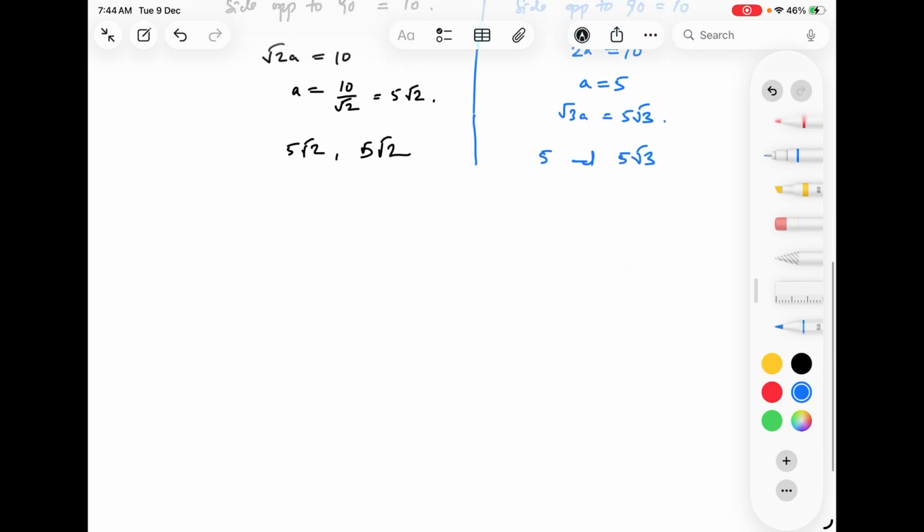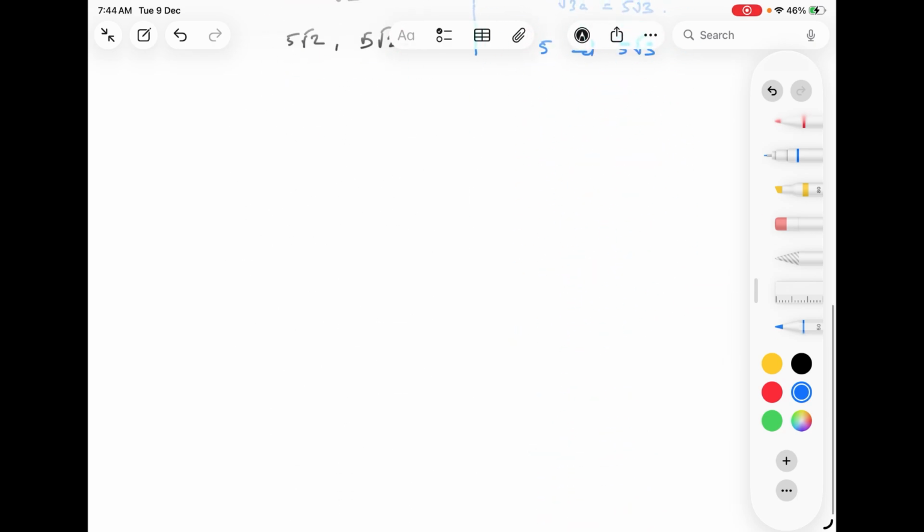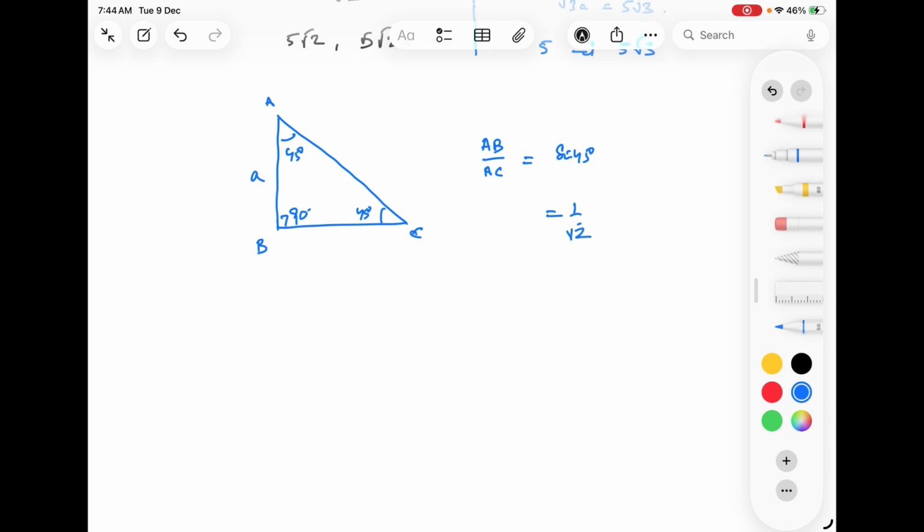See, dear students, here you can also use trigonometry. Like if we have a 45, 45, 90 triangle, this side is A, find the length of the hypotenuse. So you can simply use AB over AC is equal to sine 45, which is 1 by root 2. And here AB is A, AC is AC. So we can just cross multiply and get the value of AC.